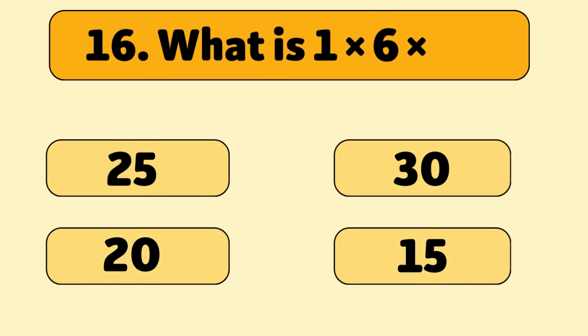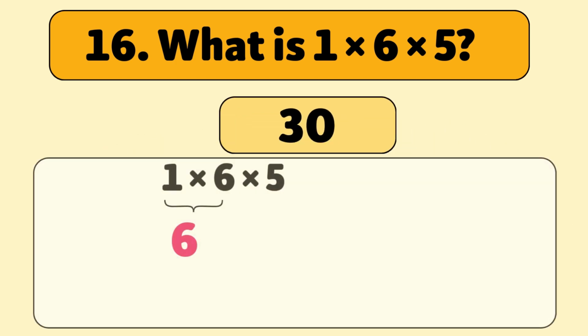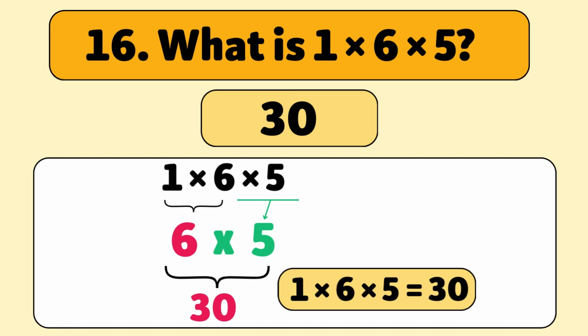What is 1 times 6 times 5? 30. Simply multiply the first two numbers. 1 times 6 equals 6. Then multiply the result by the next number. 6 times 5 equals 30. Therefore, the answer to 1 times 6 times 5 is 30.